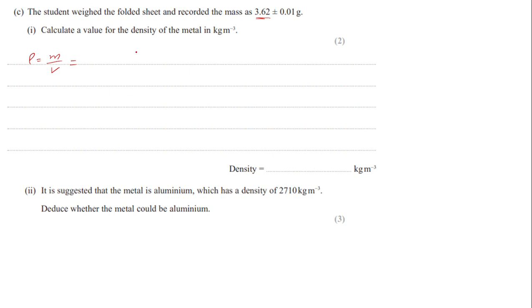Clearly, we need to find density in kilogram, but mass is in gram, so you need to convert. So 3.62 divided by 1000, divided by volume. Here is a trick in the volume.